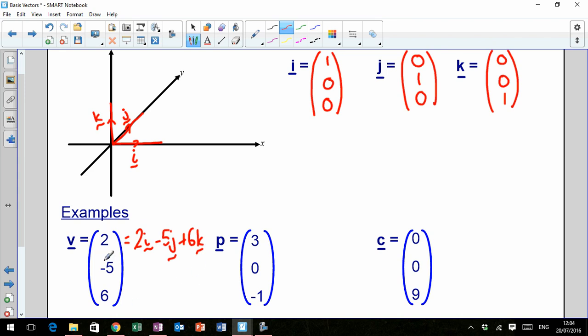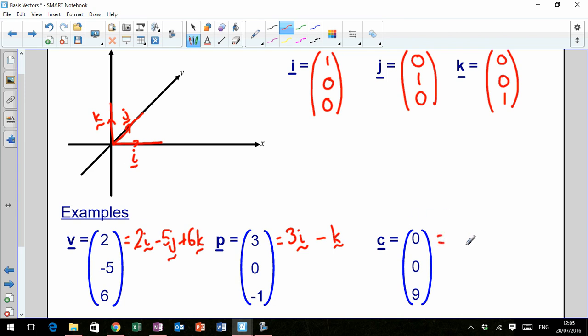Okay, so it's very easy, as you can see, to turn these into vectors using basis vectors, using the unit vectors we have there. Okay, for p, that goes 3 along the x-axis, so it's got 3 lots of i. It goes 0 along the y-axis, so there's not going to be any j's. Now, if there's not any j's, there's no point writing it down. And then it's negative 1 on the z-axis, so it's negative 1k. You're going down 1k along the z-axis.